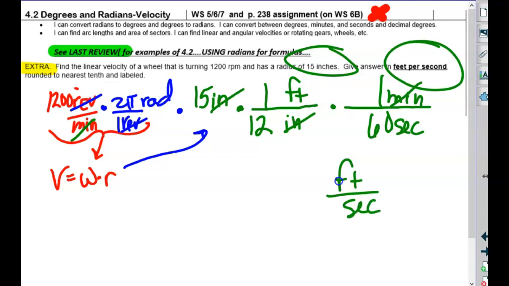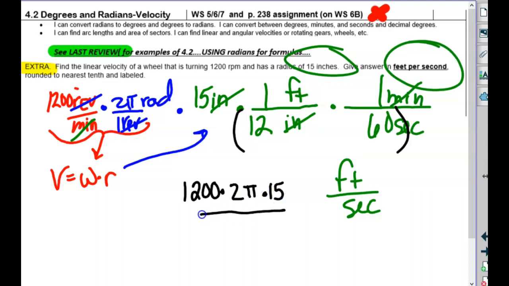But this is a major typing concern for me because both of these are in the denominator. So you either have to divide twice or you have to type it all at once with parentheses. So we have 1200 times 2 pi, please type the pi in, times 15, and then you need to divide by 12 times 60, and if you're doing it all at once, you need to put it in parentheses.